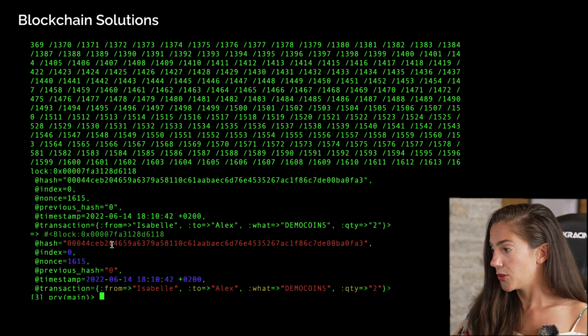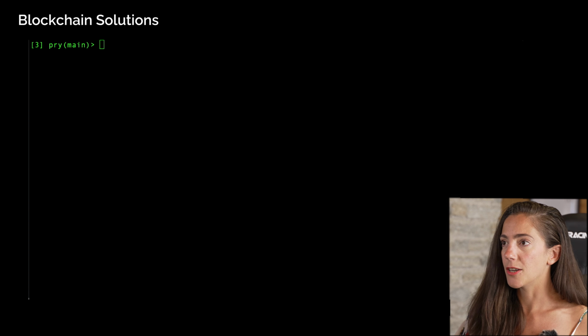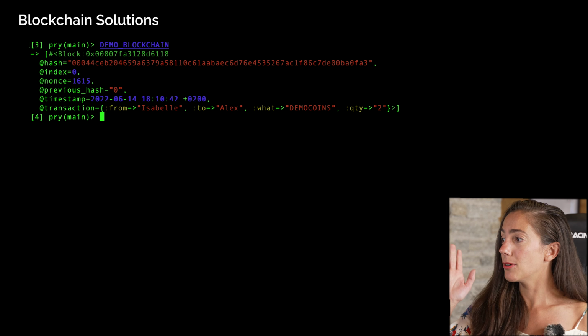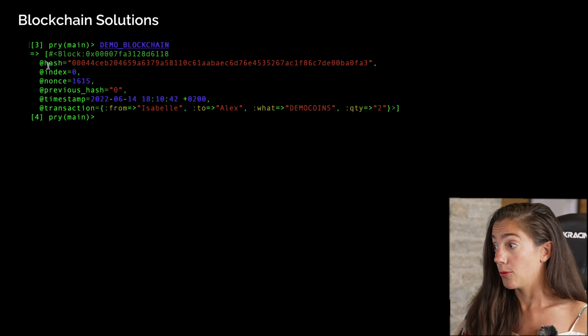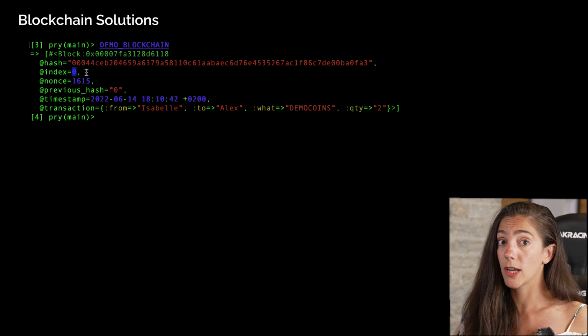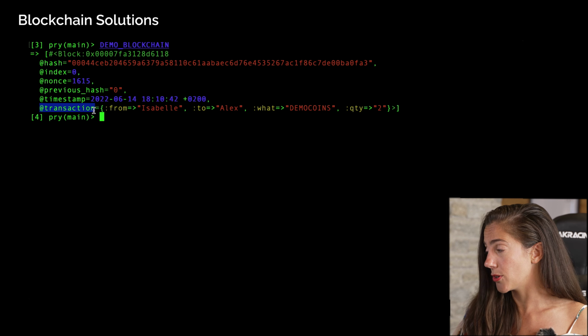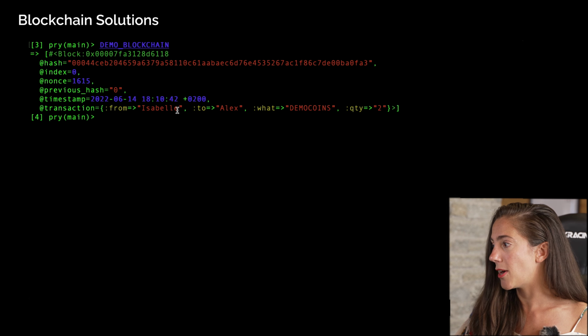So in this block, what do we have? Let me erase this because I agree that it's not very clear. Let me just show you the result of this blockchain. Okay, so here is our blockchain. We have a block. In this block, what do we have? We have a hash. We have an index, which is 0 because the first block is always indexed at 0. And we have, what is very important, the list of transactions. In that case, we only have one transaction. This transaction says Isabel gave to Alex 2 demo coins.